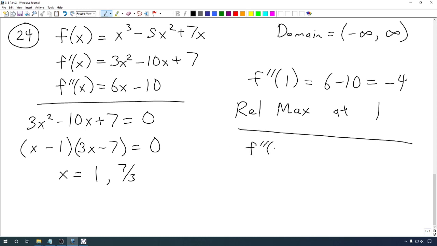Second derivative at 7/3. I'm going to have to put that in here. Actually, 7/3 times 6. We have 3's that can cancel out, leaving 7 times 2. We get 14 minus 10, and we get a +4 this time. And a positive number for our second derivative means that we have a relative minimum.